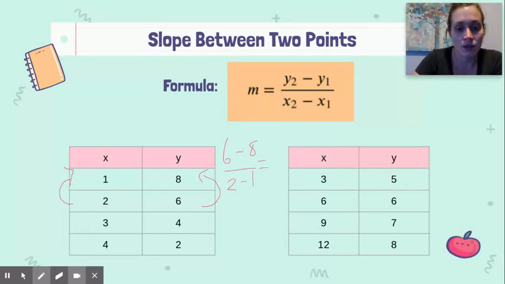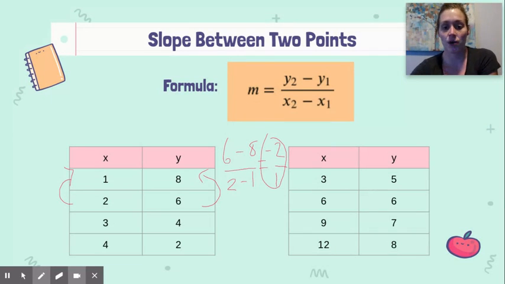And so to get my slope, I do 6 minus 8, which is negative 2, and 2 minus 1, which is 1. So my slope of this line is negative 2 over 1. Whenever 1's in the denominator, we can make it a whole number. So we're just going to say that the slope of the line represented by this table here is negative 2.